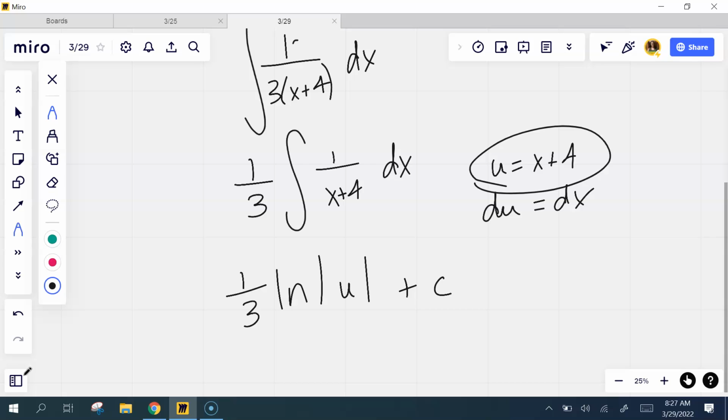16 was A. They marked it wrong. I'll check the key and make sure. Remind me as soon as I finish. 18 is D. 19 is C. 20 is C. 21 is A. 22 is B. 23 is A. 24 is C. 25 is D. 26 is C. 27 is C. 28 is B. 29 is A. And 30 is B.